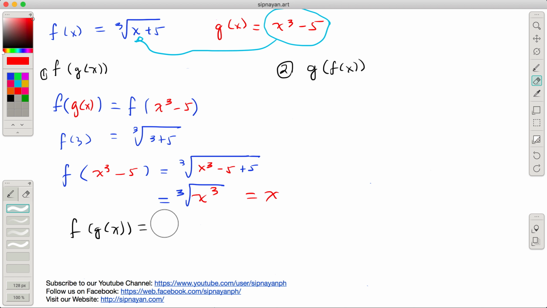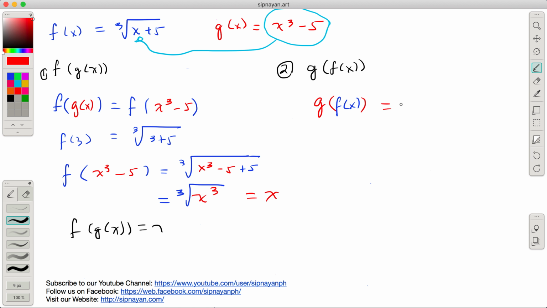Okay, what about g of f of x? So, g of f of x. Medyo mabagal tayo kasi nagpapalit tayo ng kulay, no? Para at least makita nyo. So, this is equal to, ito naman, itong cube root of x plus 5, i-replace naman natin siya dito sa x cubed. So, baliktad naman ngayon. Kasi yung f of x naman yung sa loob, di ba?